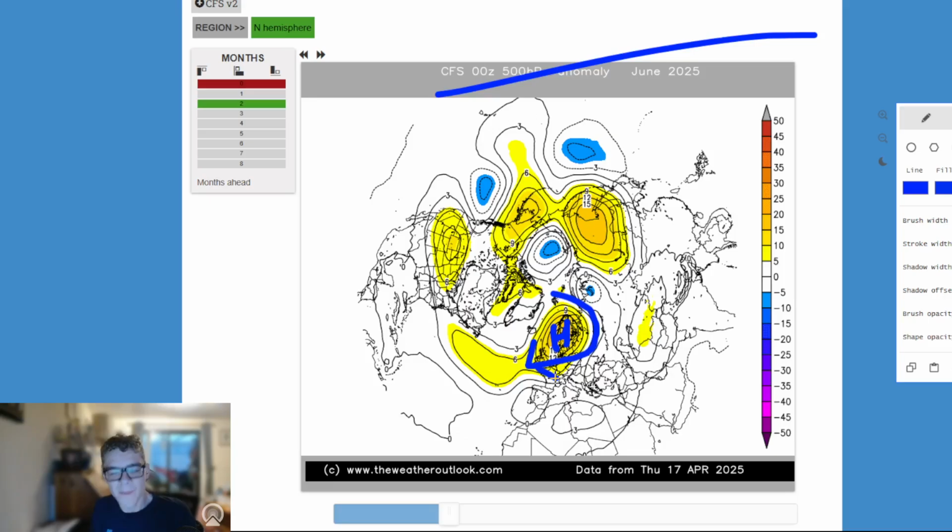Now, some of you might be like, but surely in winter, that brings colder weather, doesn't it? Well, in the summer, it means warmer weather. Or it normally means warmer weather. It can also be quite thundery if you've got low pressure to the west, which we don't.